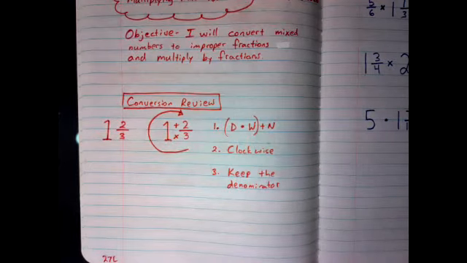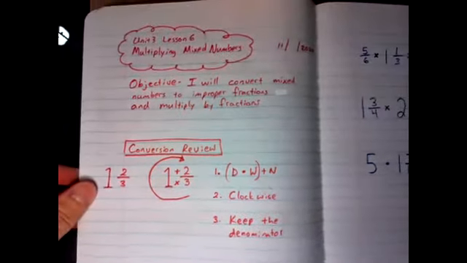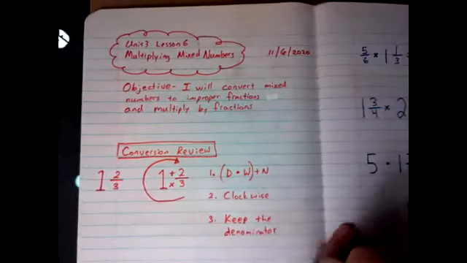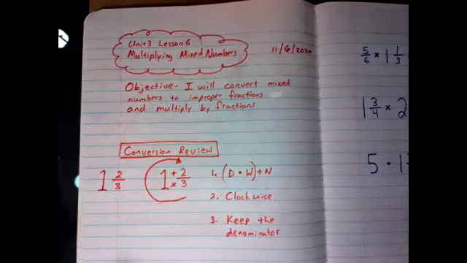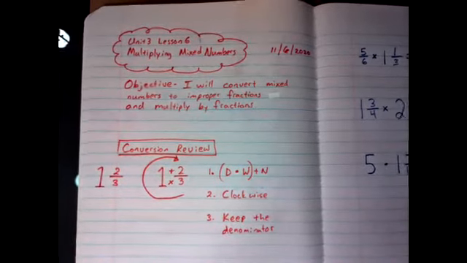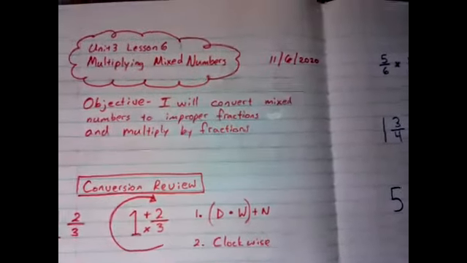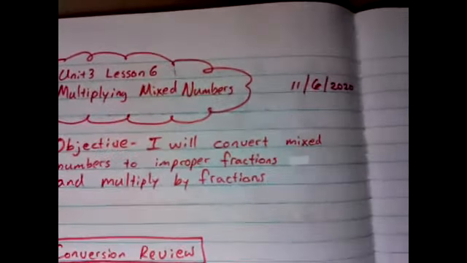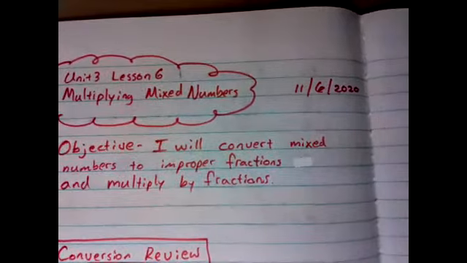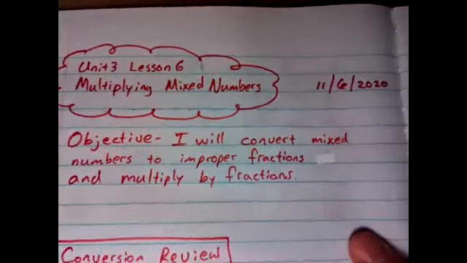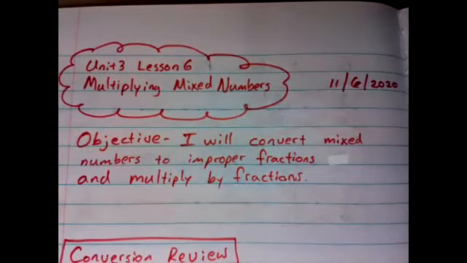All right. And let's get a broad overview of our page. Let's go ahead, put our date in. It's the 6th of November. You can pause if you like. I'm going to zoom in on the top. I'm going to move this whole thing over. There we go. All right, Unit 3, Lesson 6, multiplying mixed numbers.